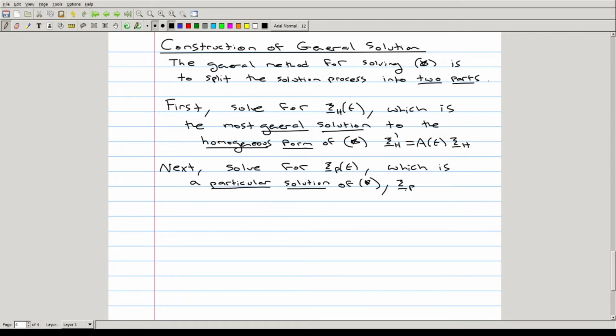So xi p is a particular solution of star. That just means that it's some solution which might not satisfy any of the specific initial conditions for the problem, but it does satisfy the differential equation. So the derivative of xi p is going to be the matrix A of t times xi p plus the vector function b of t.